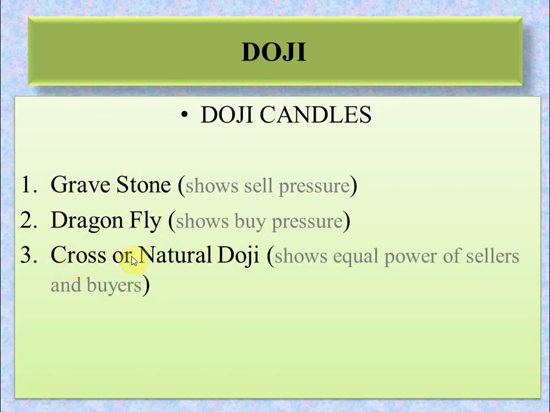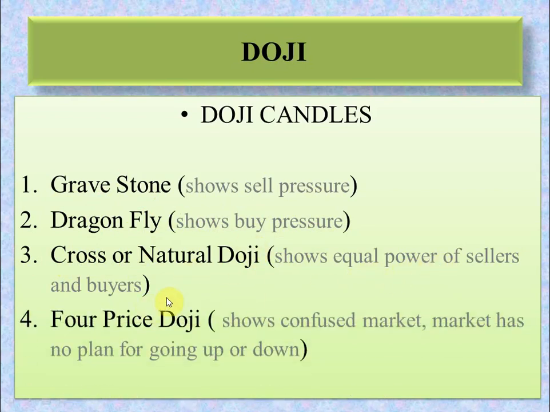The third one is cross or natural doji. It shows equal power of sellers and buyers with two equal shadows or wicks. The fourth one is four price doji. It shows confused market. Market has no plan for going up or down. The price tends to be stable at one point. The four prices, it means open, close, high and low, are only one price.